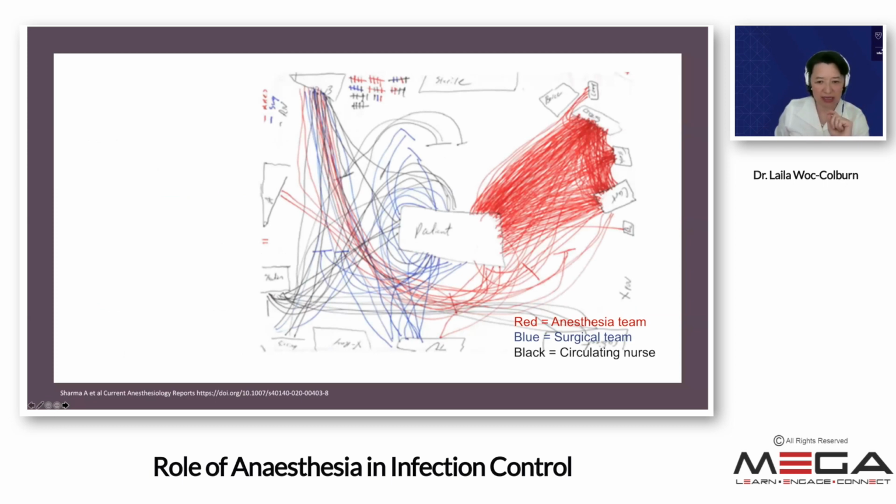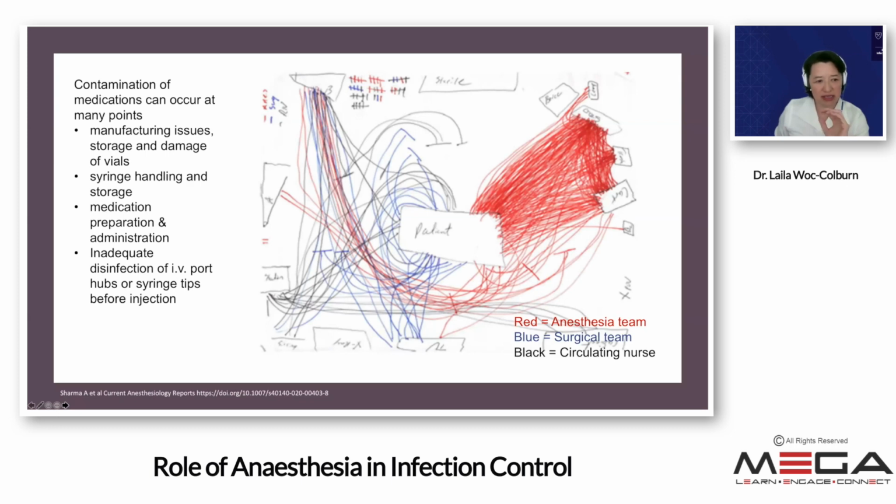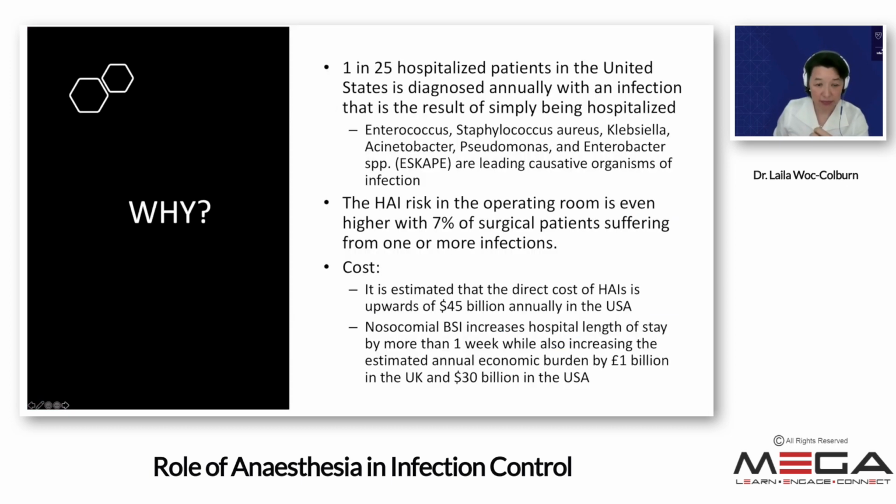So let's look at this again. You can see the red area is where we have a lot of issues. In the anesthesiology work area, the area of the storage vials is damaged. There's a lot of syringe handling, medication preparation, inadequate disinfection of the IV ports, the recapping, the sterilization. So this area is what we could call a hot zone area for nosocomial transmission of infections. And this is something that has been recognized.